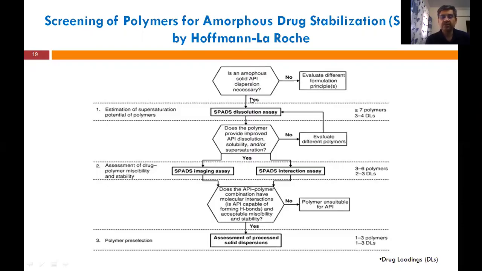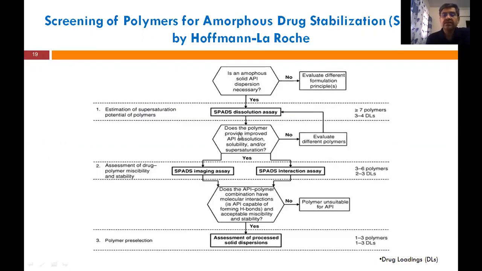If the answer to this question is yes, then you conduct the dissolution assay wherein you first take greater than or equal to 7 polymers as the stabilizers, and you investigate them at 3 to 4 drug loadings. DL stands for drug loading. So this will allow you to estimate the supersaturation potential of the polymers. The polymers that give you the desired supersaturation potential will be carried forward for further evaluation.